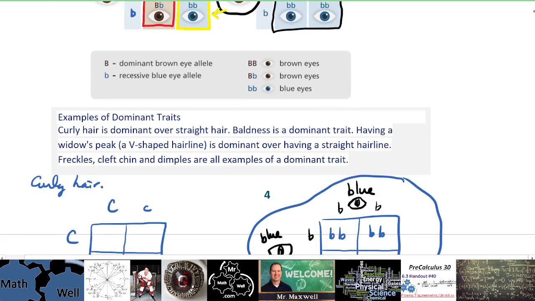So examples of dominant traits, yeah. Curly hair is dominant over straight hair. Baldness is a dominant trait. I'm not too happy about that one. Having a widow's peak, so that's like a V-shaped hairline in the front, that is dominant over a straight hairline. Freckles are also a dominant trait. A cleft chin, you know what a cleft chin is? That's the vertical crease in the middle of your chin there. Cleft chin, yeah. Dimples, if you have dimples on your face, that's also a dominant trait. Okay.